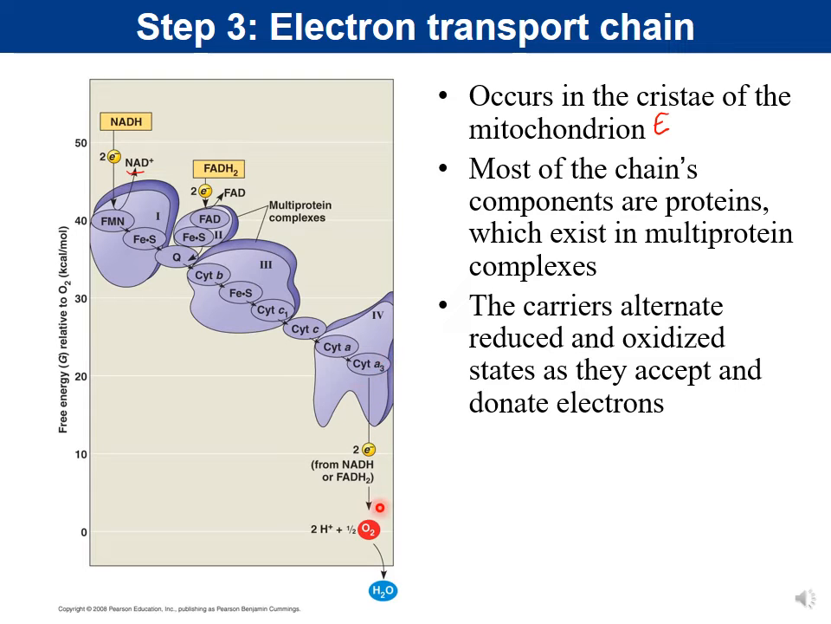So we have to breathe. The reason we need to breathe is we need O2 to be that final electron acceptor. And so O2 is going to be the final electron acceptor. And if it's not, right, then these electrons can't get passed down the chain and therefore can't produce ATP.